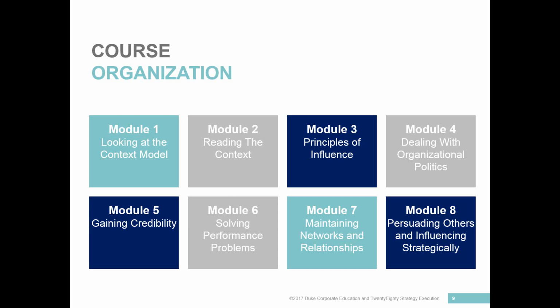Modules 3, 4, and 5 deal with being influential, where module 3 teaches the principles of influence. Module 4 is dealing with organizational politics, and module 5 is about gaining credibility. And then finally, modules 6, 7, and 8 deal with influence in action. Module 6 deals with solving performance problems. Module 7 is about maintaining networks and relationships, and module 8 is about persuading others and influencing strategically.